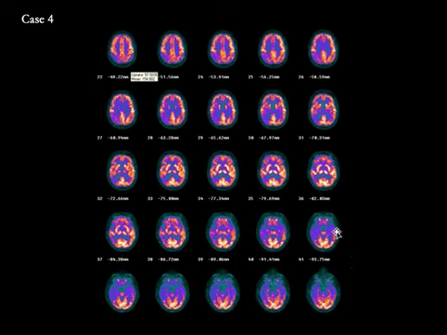This pattern of bilateral parieto-temporal hypometabolism, which initially may be asymmetric but later becomes symmetric, and in later stages also tends to involve the frontal lobes, is characteristic of Alzheimer's disease.